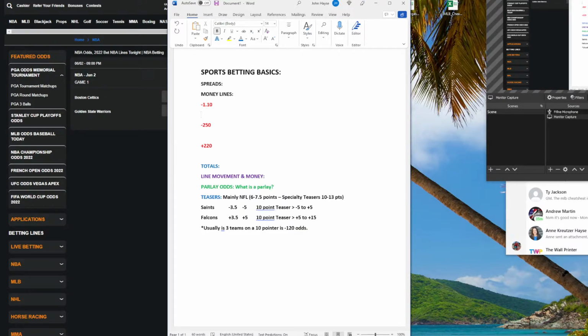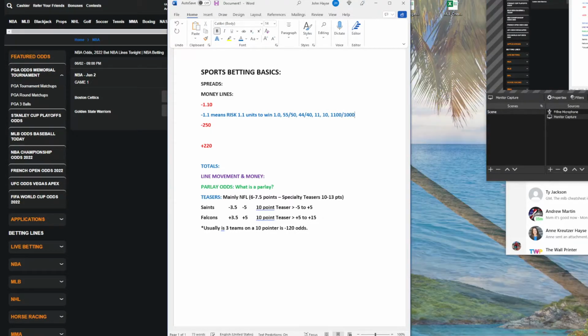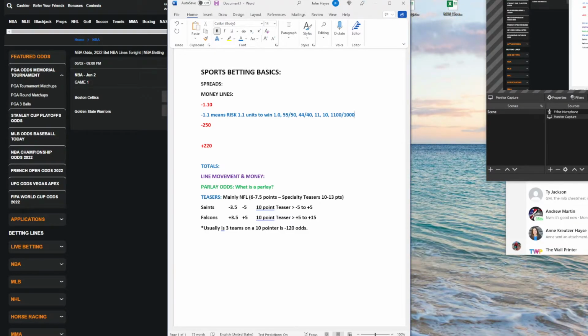So you're looking at -110. If you consider it this way, -110 means you risk, because it's a minus, 1.1 units to win 1 unit. So this can be like 55 to win 50, 44 to win 40, 11 to win 10, or you could do 1100 to win 1000. It's just you're risking 1.1. That 10% is what Vegas ideally wants to make.